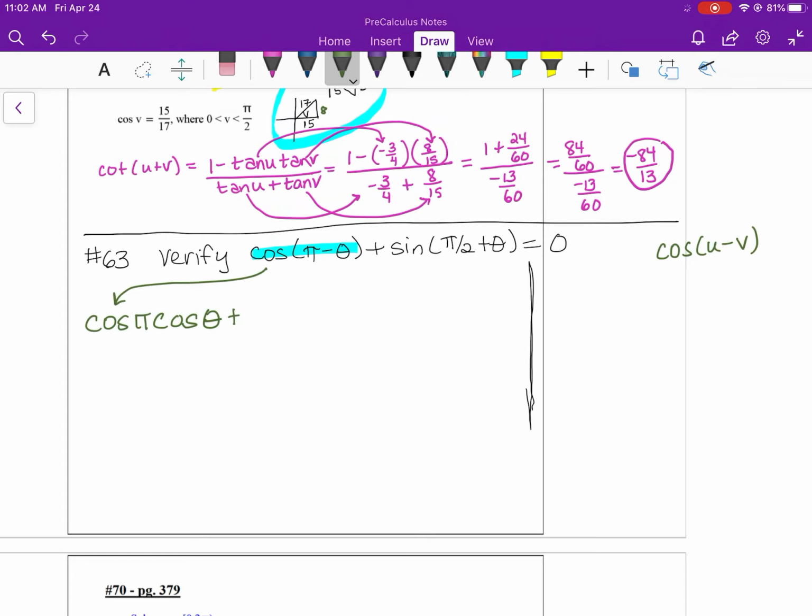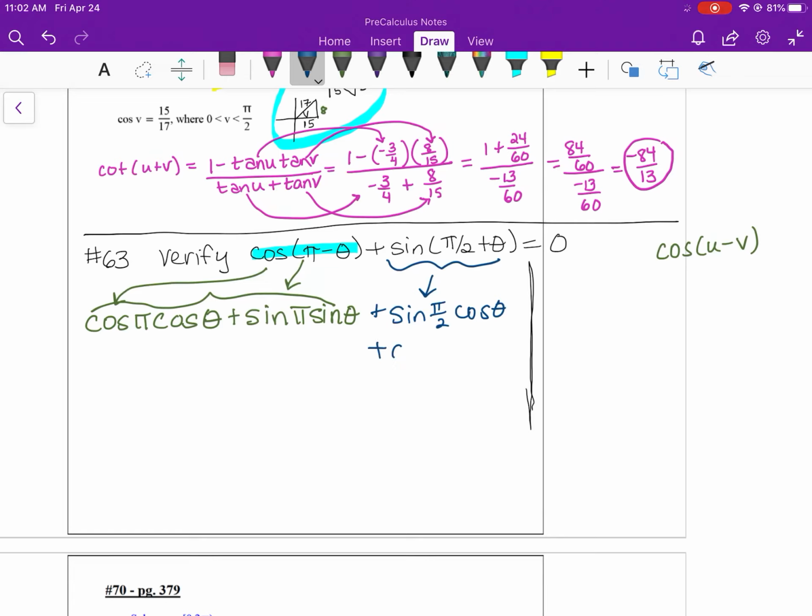plus sine of pi, sine of theta. Okay, that's all of this right here. So this part is this identity expanded. Now I'm going to do the same thing here. I'm going to take this and expand it as well. So that's the sine of pi over 2 cosine of theta plus the cosine of pi over 2 sine of theta. So that's my first step.